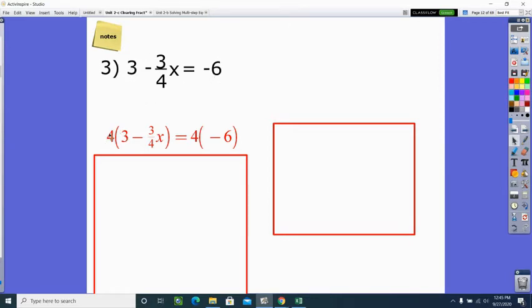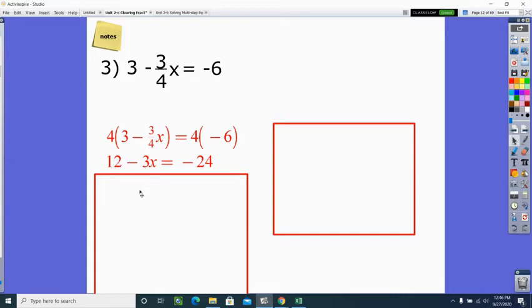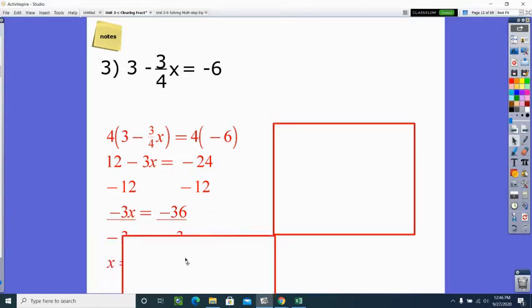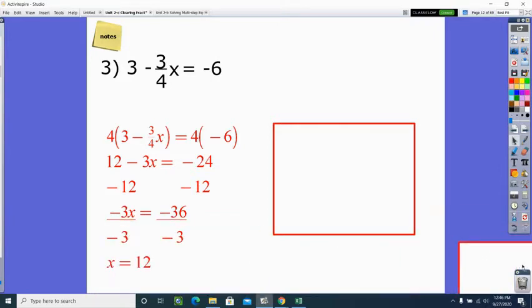So 4 times 3, 4 times negative 3/4x, and 4 times negative 6. And when you do that, you'll get 12. 4's cancel here, leaving negative 3x equals negative 24. And oh my goodness, we have a 2-step equation. We're going to start by subtracting 12 from both sides. And now we have a 1-step equation. We're going to divide by negative 3, and we get x equals 12.